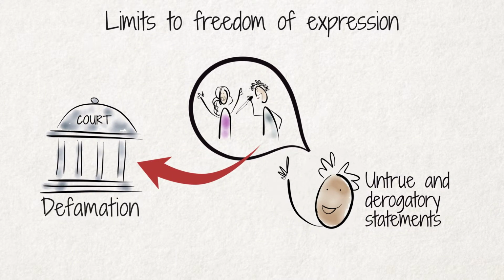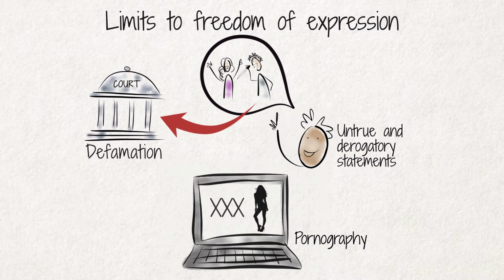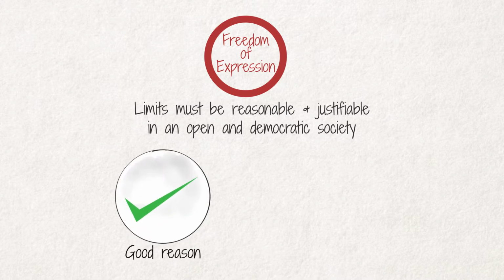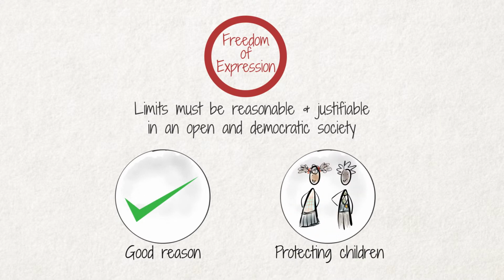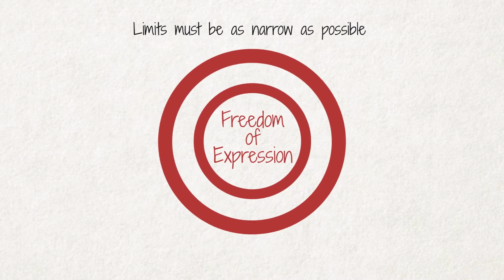reputation. Other limits relate to who can access pornography and what types of pornography are allowed. These limits are only allowed if they are reasonable and justifiable in an open and democratic society. This means that there must be a good reason for limiting someone's expression, like protecting children from harm. When limits are created, they must be as narrow as possible.